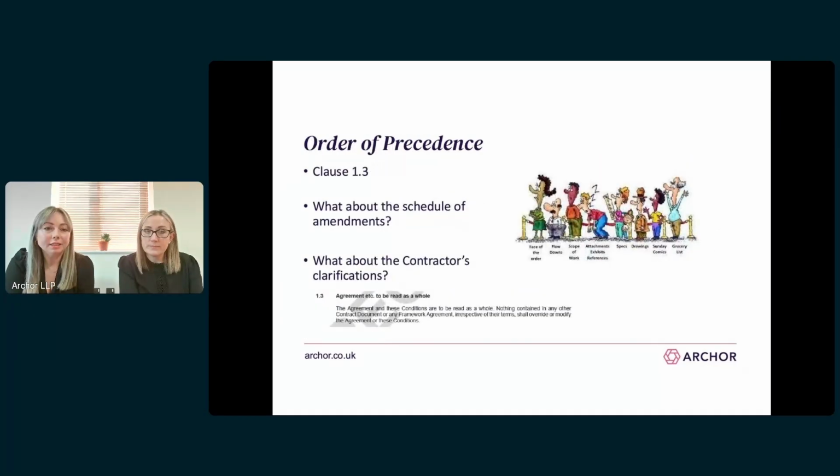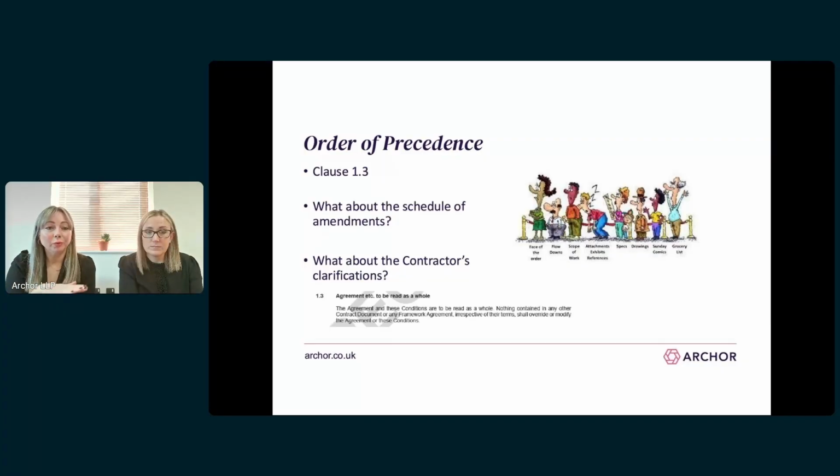So in an unamended JCT design and build contract, clause 1.3 says that the agreement and the conditions are to be read as a whole. The clause goes on to say that nothing contained in any contract document or any framework agreement, irrespective of their terms, shall override the agreement or the conditions. However, this is often amended to expressly refer to the schedule of amendments, making clear that nothing in the contract documents or any framework agreement shall override the schedule of amendments, as well as the agreement or the conditions.